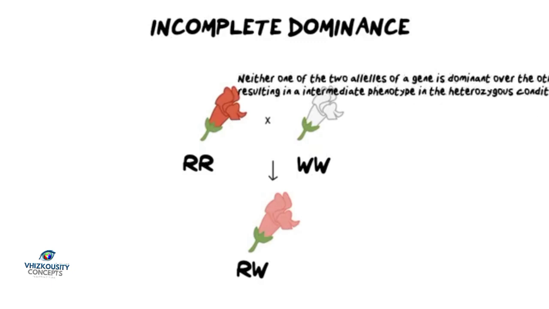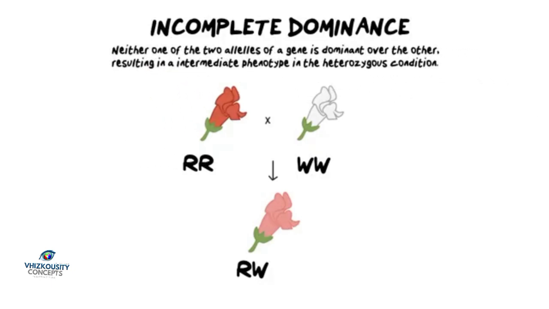Now, the definition for our incomplete dominance goes as follows. It says that neither, and that's important, neither one of the two alleles of a gene is dominant over the other. It results in an intermediate phenotype. In other words, the phenotype is in between when we are viewing it as a heterozygous condition. In other words, you have two different letters.